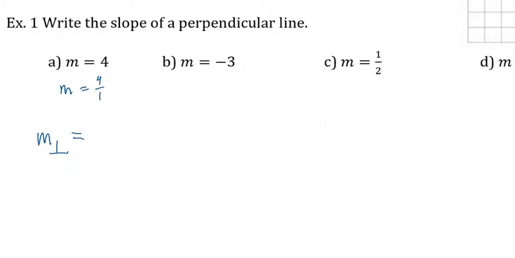So what if my slope, original slope, is negative 3? That's like a slope of negative 3 over 1, right? So the perpendicular will be positive 1 over 3. Good? You do the next two?